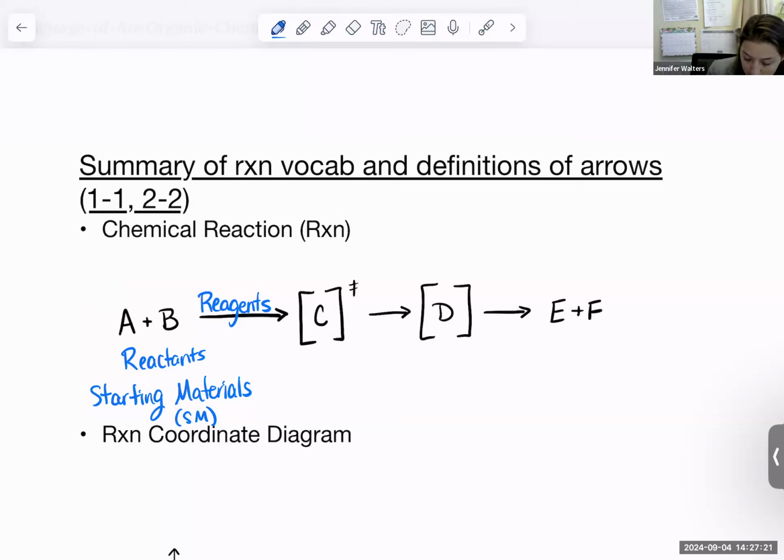Then our conditions will be written below the arrow. Our reaction conditions are going to be anything like solvent or pressure or temperature. These are reaction conditions. It's anything to actually make it real. See, with our double dagger, this is our transition state.